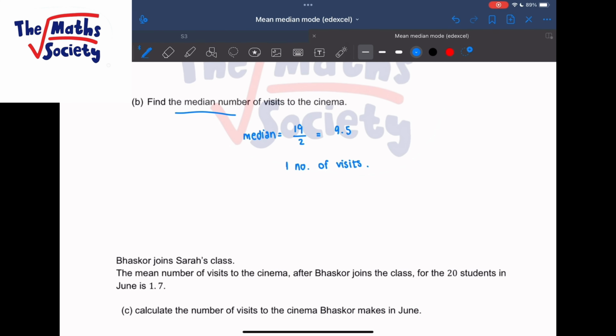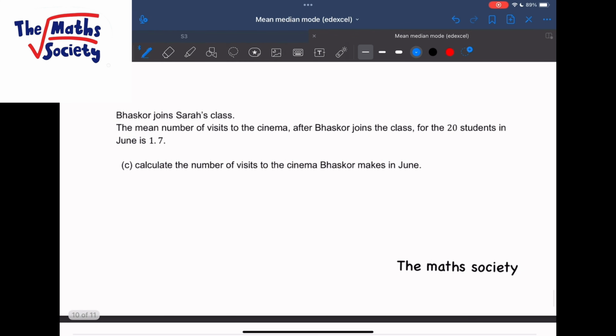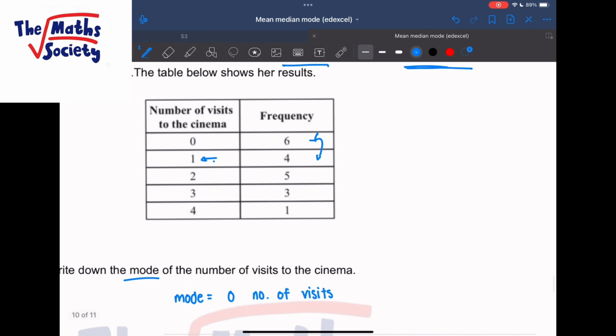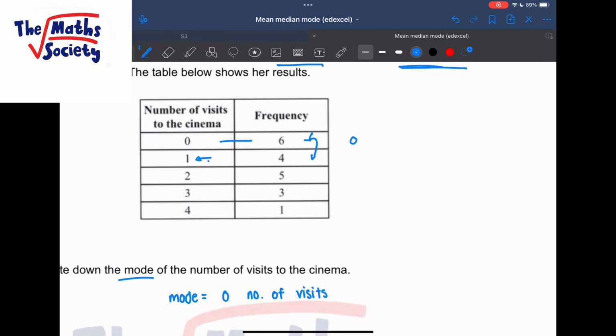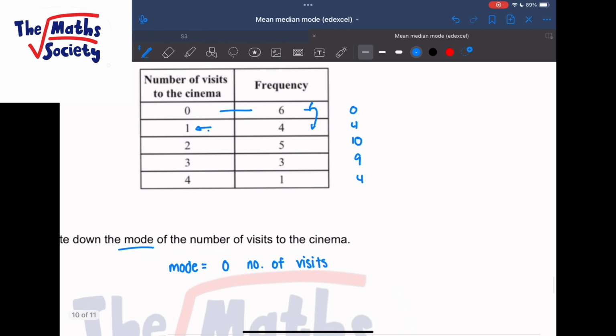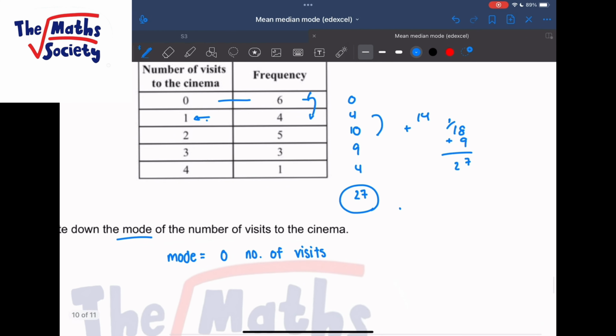So it's inside there. And then here it says that Bosco joined Sarah's class, so the mean number of visits to the cinema after Bosco joined the class for the 20 students in June is 1.7. You just need to calculate the number of visits. So we need to find the total first. So we need to multiply these first. 0, 4, 10, 9, 4. So you will have 14 plus, that's 18 plus 9. So that's 27.